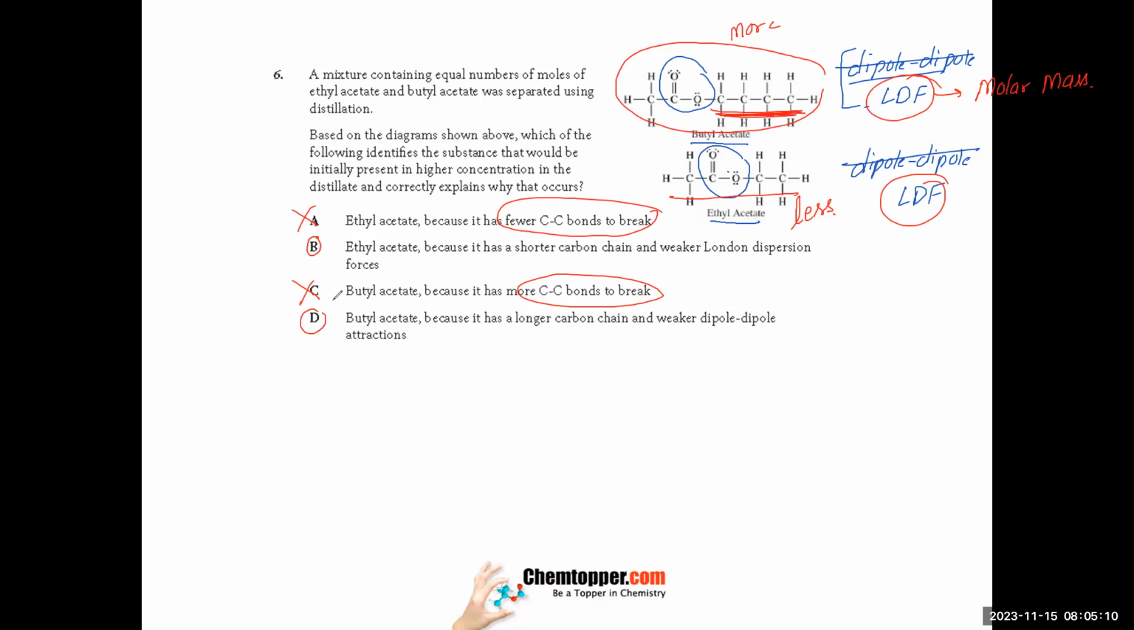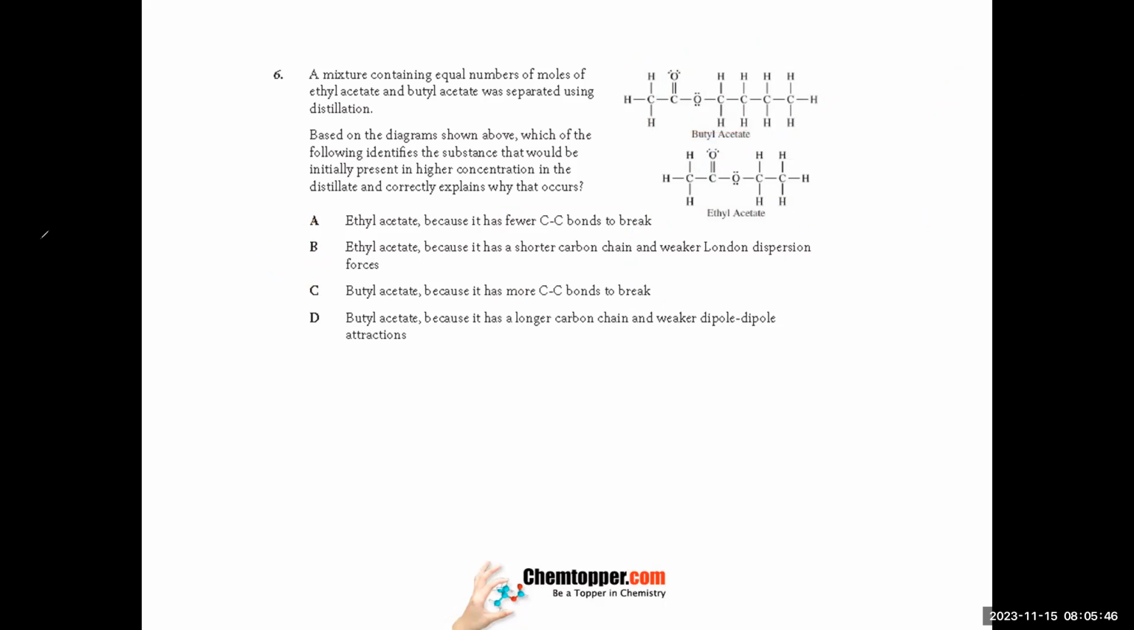So which one is right, children? B or D? Which one is giving you the correct explanation? This is ethyl acetate. Yes, B. B is right. Ethyl acetate has a shorter carbon chain, meaning less molar mass, so weaker LDF. So please analyze these types of questions.